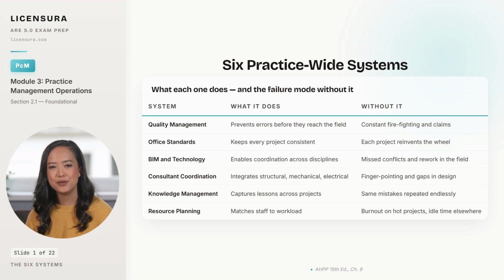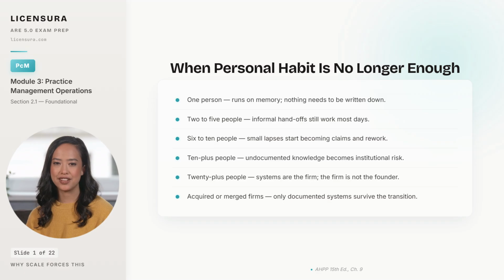The reason these systems matter at all is the moment a firm crosses the line from one principal's habits to a real organization. The reason this material is on the exam is the curve of firm size. At one person, the firm runs on memory and nothing has to be written down because the architect is the firm. From 2 to 5 people, informal handoffs and a Friday afternoon conversation are usually enough to keep everyone aligned.